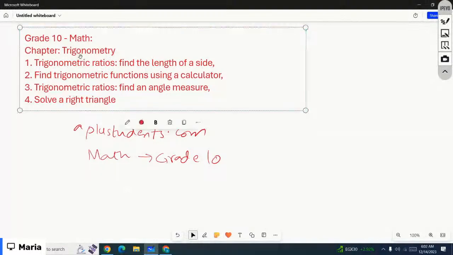We are going to start with the chapter trigonometry, and the lessons we're going to cover today are trigonometric ratios, find the length of a side, find trigonometric functions using a calculator, and trigonometric ratios, find an angle measure. Then we'll do solve a right triangle. So let's start with the first lesson, trigonometric ratios, find the length of a side.